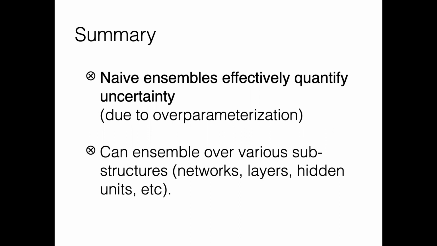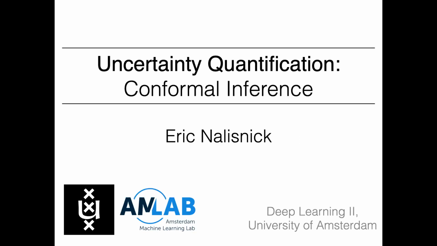Okay, in the last section I'm going to change topics a bit. It's still about uncertainty quantification, but it's a new topic that's become quite popular of late, called conformal inference. And this is actually a frequentist style of uncertainty quantification.